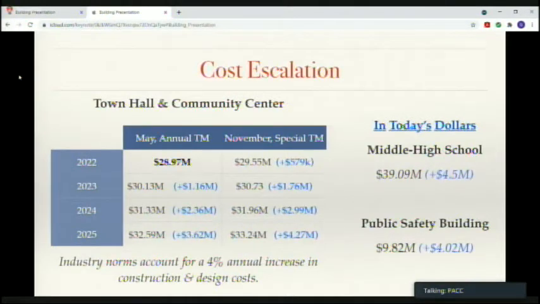And so this just identifies that if we were to build that middle high school that we started building in 2016, that same building would cost us $9 million more now. And why do I say 9? It's because the state funded half of this, so our contribution would be $4.5 million more. And the public safety building that we built almost 20 years ago would cost us now about $4 million more.